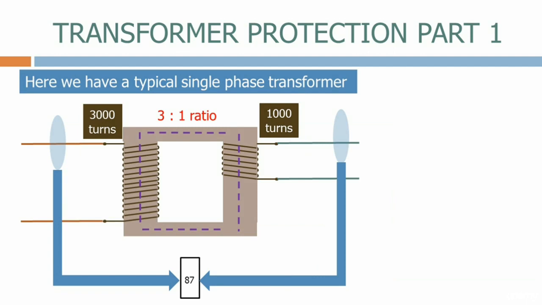Here we have a typical single-phase transformer with a 3:1 ratio. We have CTs on each of the live outputs. To compensate for the difference in the currents from the primary to the secondary side, we can use an interposing current transformer, with a ratio that's inverse to the turns ratio of the transformer. So in this case, because the transformer's got a 3:1 ratio, the interposing CT will have a 1:3 ratio.